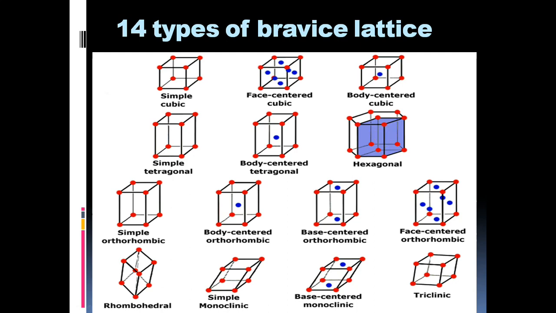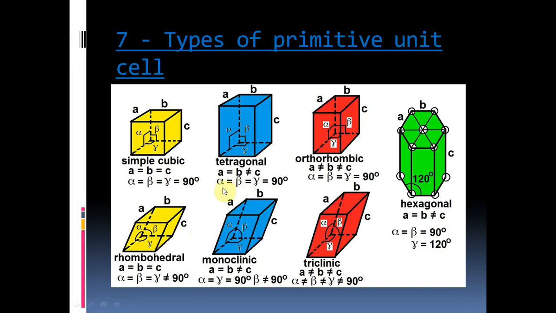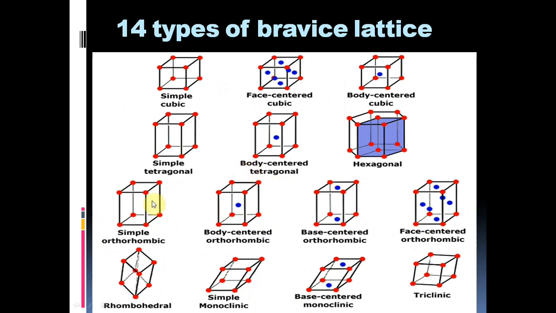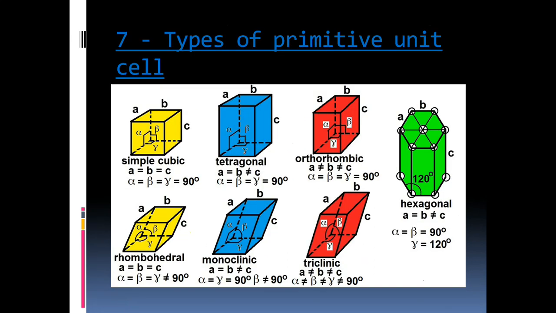Okay. Then we have orthorhombic. So orthorhombic is A not equal to B not equal to C. All three edge lengths are different but the angles are the same. In that pattern we have all 4 categories: simple orthorhombic, body-centered orthorhombic, base-centered or end-centered orthorhombic, as well as face-centered orthorhombic type. All the 4 categories are seen for orthorhombic.